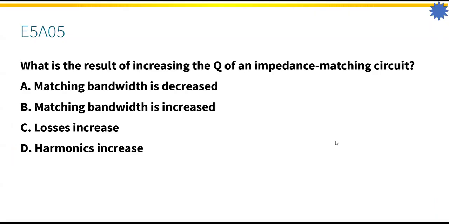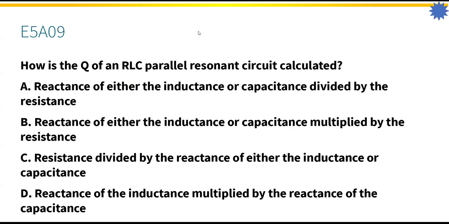So what's the result of increasing the Q of an impedance matching circuit? So we're going to use one of these RLCs or Pi's or T's. How's the Q of an RLC parallel resonant circuit calculated?